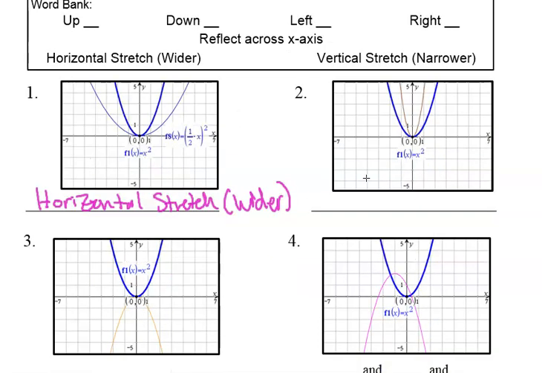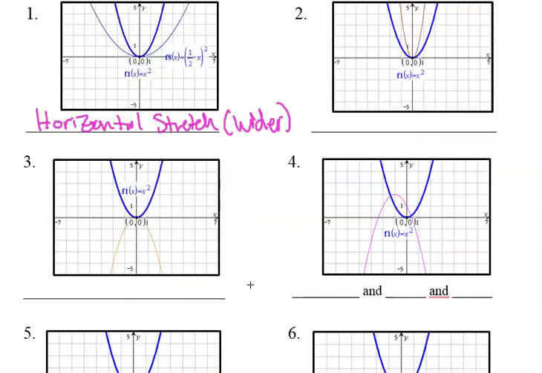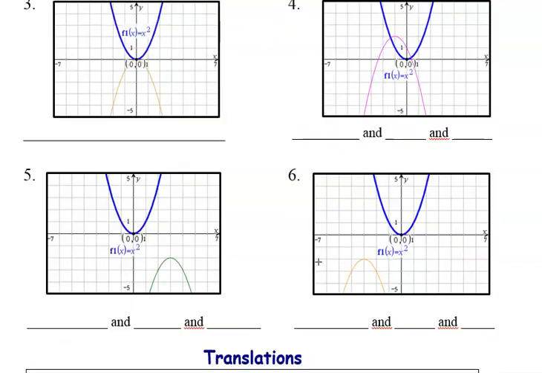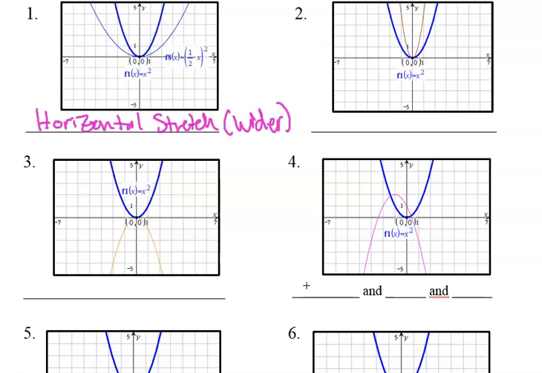Okay, we'll try number 2. Try number 3. Let's look at number 4. So notice that it's no longer concave up, but it's concave down. It's upside down. So that means it reflected across the x-axis. So it reflected across the x-axis.